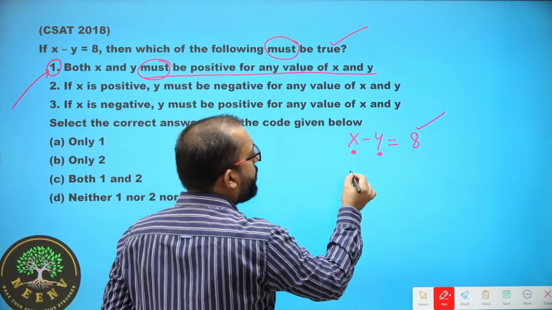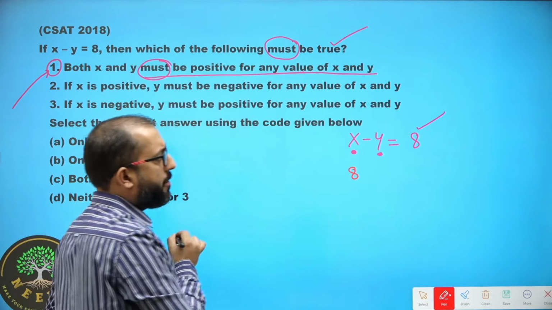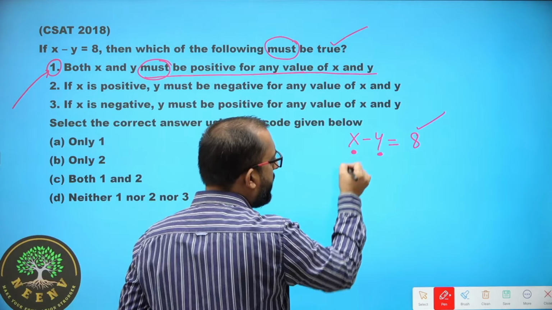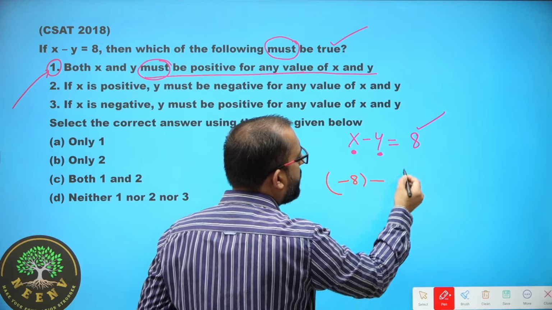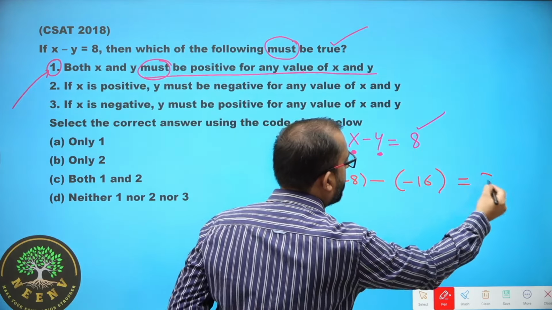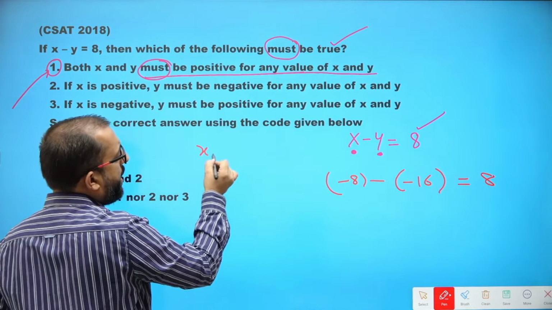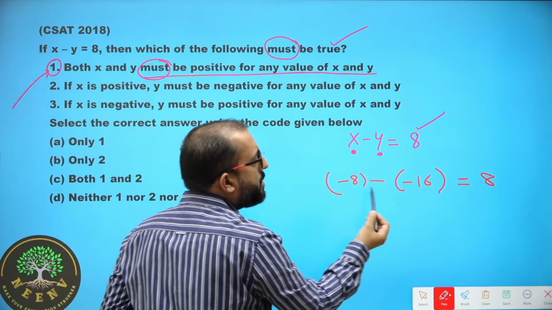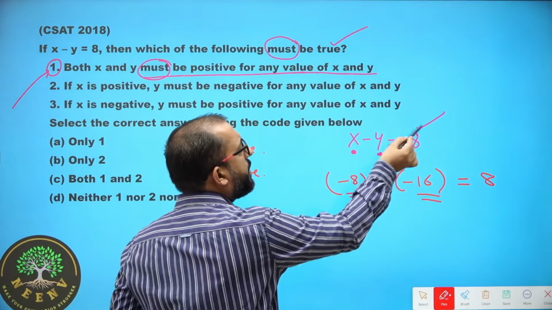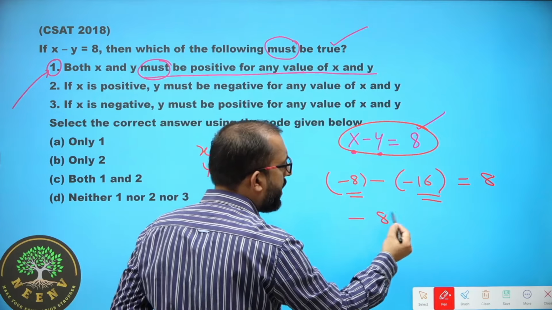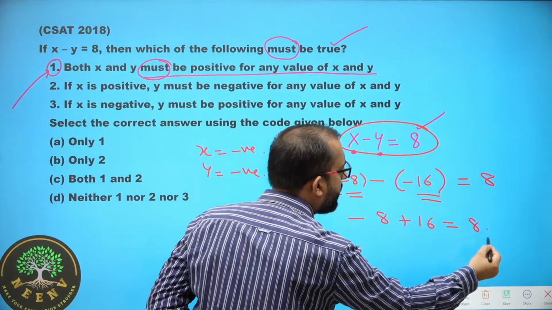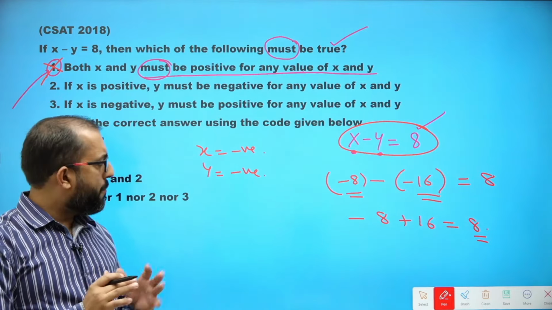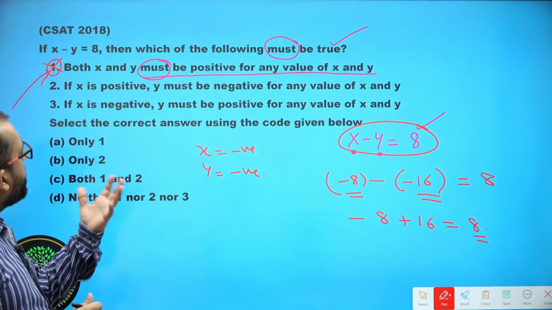So see, if I assume x to be minus 8 and y to be minus 16. See, in this assumption, my x is negative, my y is also negative. But this assumption is still validating my given equation. See, minus 8 plus 16 is positive 8. Hence, statement 1 is not true. I hope the point is clear. Let's move on to the next.